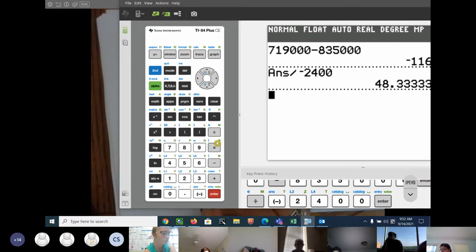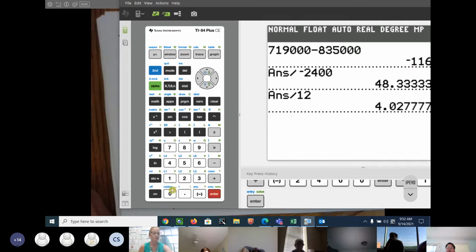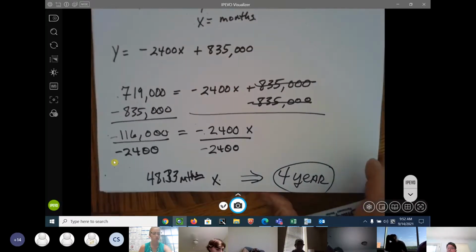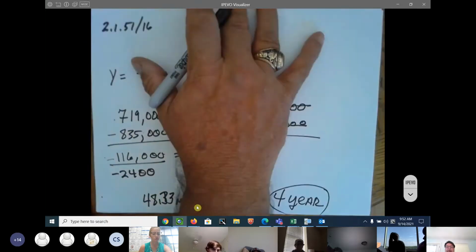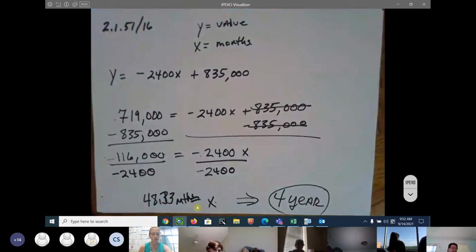48.33 months. And we got to change that, so I'm going to divide that by 12. I get 4 years. Now, I'm not going to sit here and say 4.03 years because nobody does that. Nobody walks up to you and says, well, do you want to finance it for 4.07 years? Nobody. So I'm going to say 4 years.